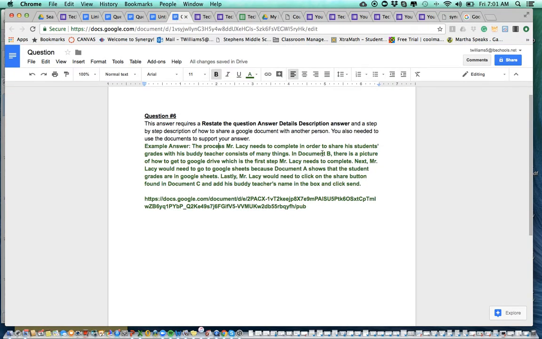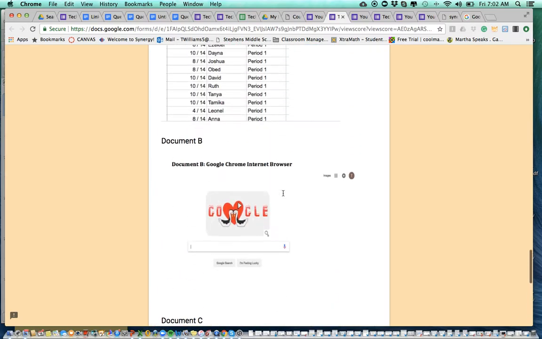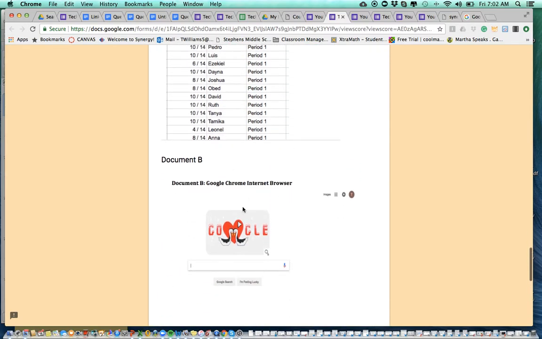So then I put in document B, and a lot of you guys did not share or talk about the document. You just told me how to do it, but you didn't refer back to the document. So it says in document B, there is a picture of how to get to Google Drive, which is the first step Mr. Lacey needs to complete. So again, in document B, boom, I'm looking at document B, boom. I said it. I put document B in my answer.